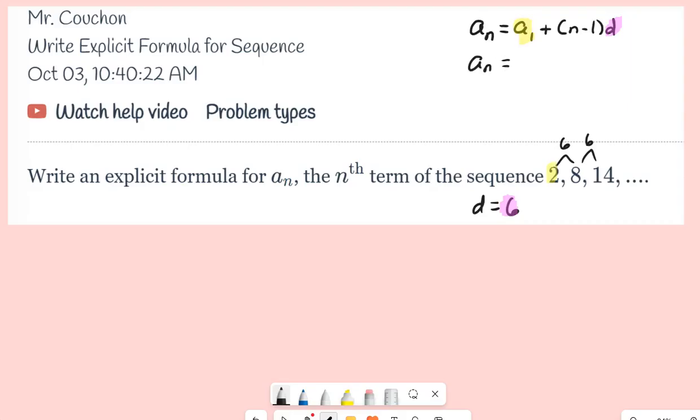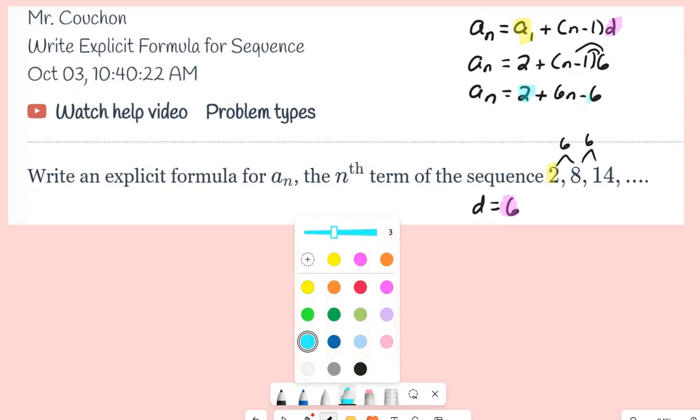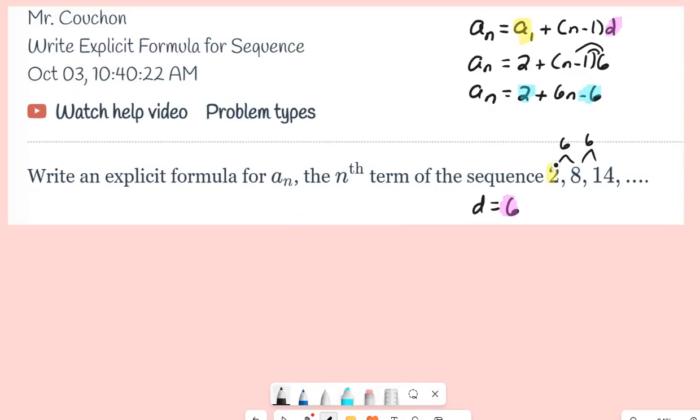So we got a sub n, the nth term, is going to be 2 plus n minus 1 times the difference, which is 6. And I can simplify this by distributing the 6. So now I can say that the explicit formula is 2 plus 6n minus 6. And notice now I've got like terms that I can combine. 2 minus 6 is negative 4, so the final formula is going to be negative 4 plus 6n.